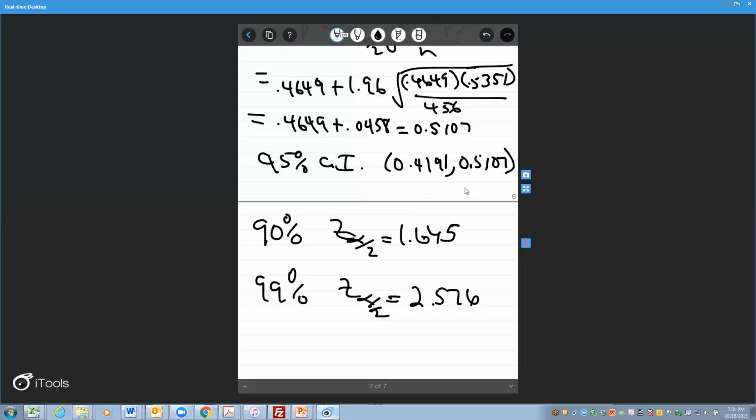So that ends our discussion of examples for section 9.2 or 9.1 and 8.2.